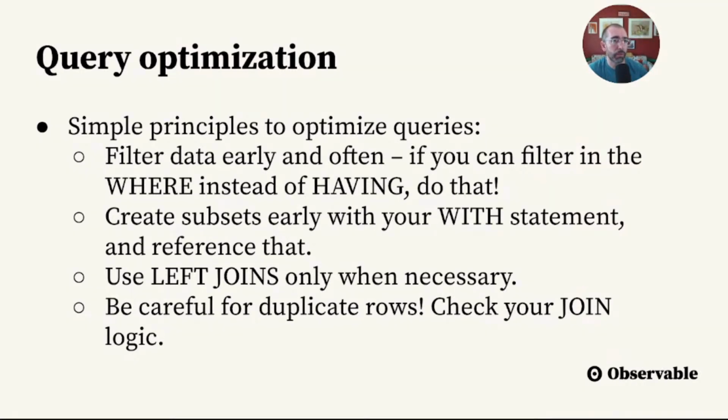If you can aggregate results, return fewer results, that's going to make it run faster. As I just mentioned, create subsets of your data, with those filters in a with statement, and you can just reference that. So you're never referencing the full table with all the records. You're always referencing a subset of the table.